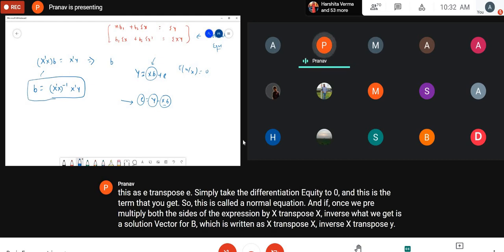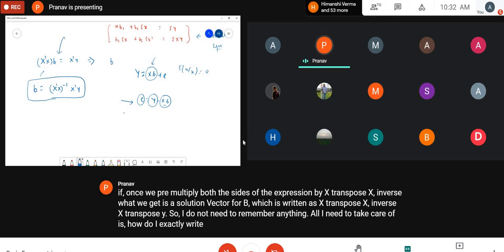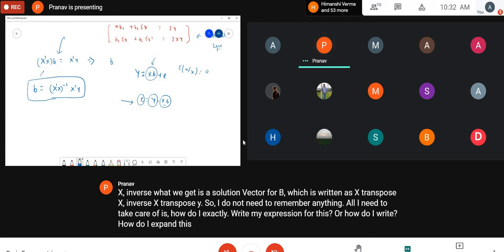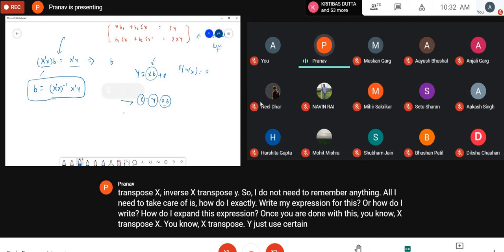So I do not need to remember anything. All I need to take care of is how do I exactly write my expression for this, or how do I expand this expression. Once you are done with this, you know x transpose x, you know x transpose y, just use certain techniques to solve for B and you'll get the solution.